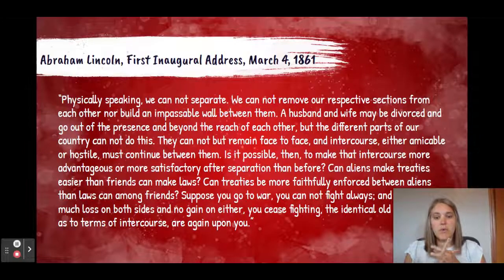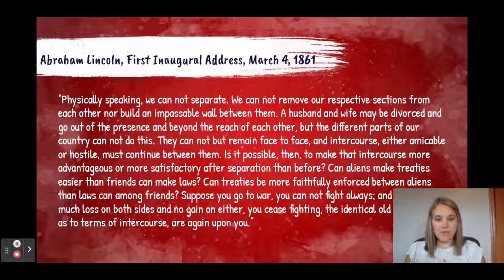So here is a quotation from Lincoln's first inaugural address. Physically speaking, we cannot separate. We cannot remove our respective sections from each other, nor build an impassable wall between them. A husband and wife may be divorced and go out of the presence and beyond the reach of each other, but the different parts of our country cannot do this. They cannot but remain face to face, and intercourse, either amicable or hostile, must continue between them.